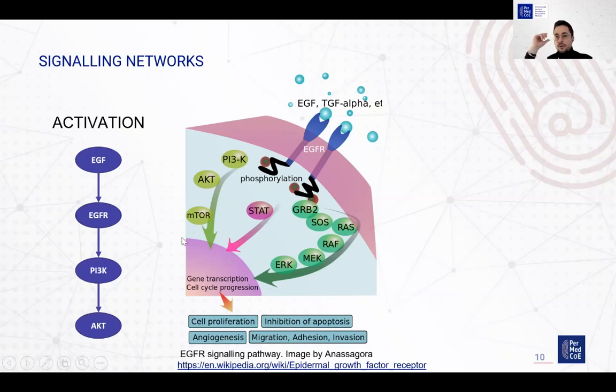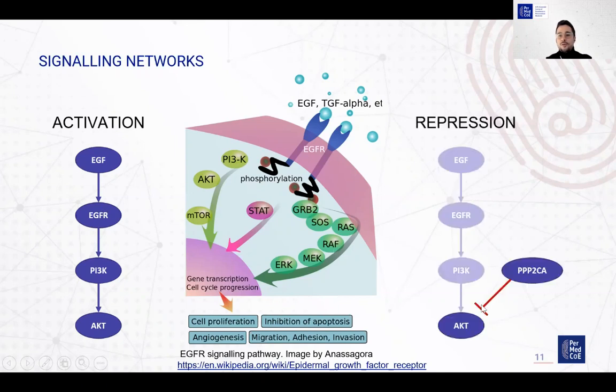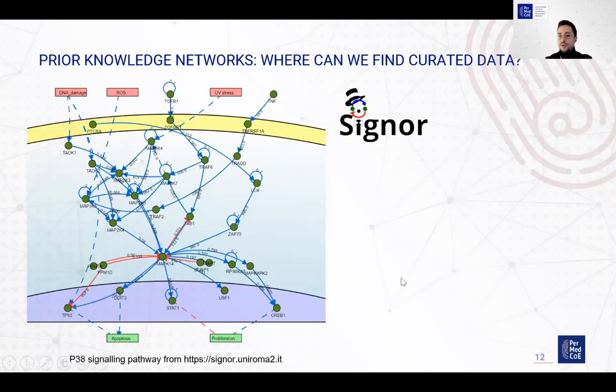And we can encode this kind of knowledge using, for example, directed graphs, in which we have EGF binding to EGFR, which can then activate PI3K and AKT and so on. But we also have inhibition, for example, a phosphatase can inhibit the action of AKT, so we can also have this kind of arc in this directed graph, right? So this is a way in which we can start building prior knowledge about the system under study, in this case, signaling networks for mammalian cells, for example. And it's important to have good, well-created resources where we can find this kind of data. So there are many different databases that provide this kind of curated data.